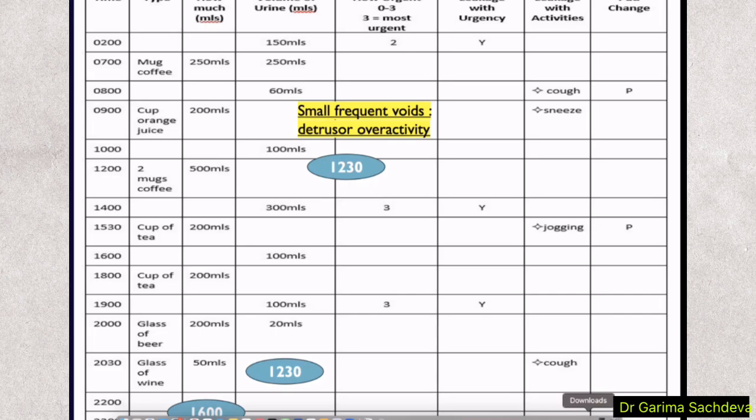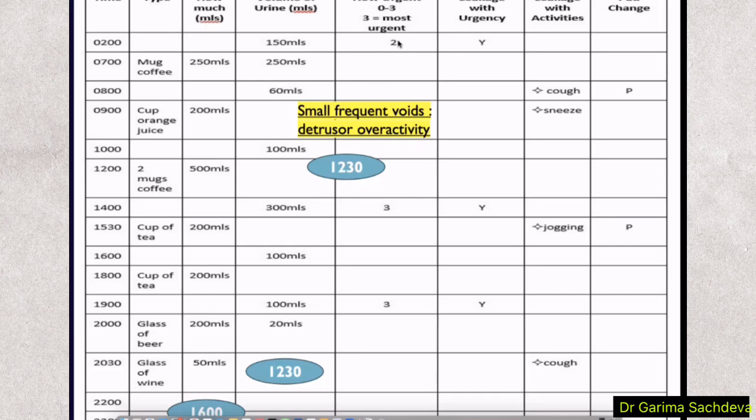Yes, ma'am. So this is how you interpret. Here stress incontinence is there, because leakage is there with activities also. And overactive bladder we are making out from the urgency.